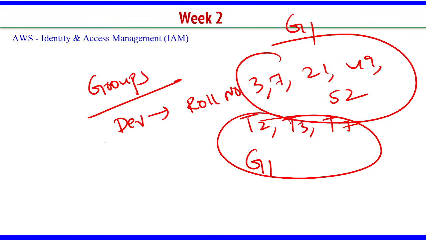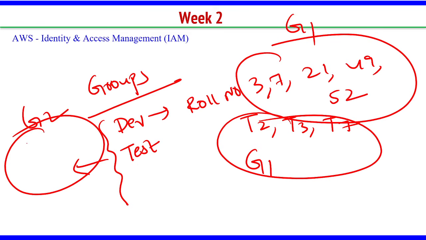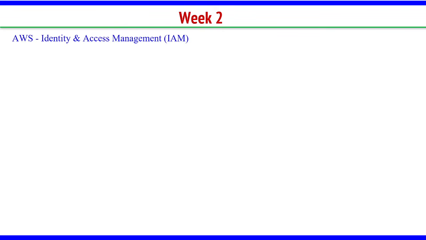Like this we will have different groups. Let's say a testing team is there. For the testing team we will create another group G2, which contains tables T2, T3, T8 and T9. So they can access only these tables. They cannot access T7, because T7 is only for developers, not for the testing team. Why are we doing this? We are doing this to have a proper security mechanism.